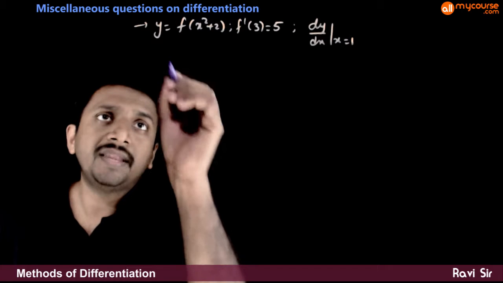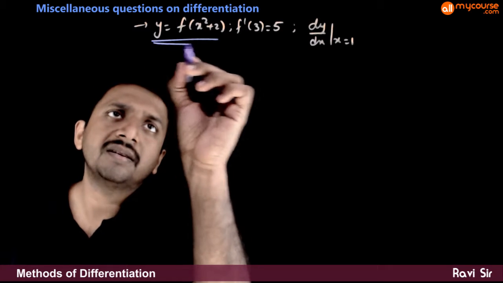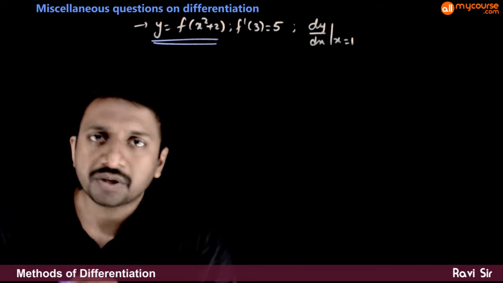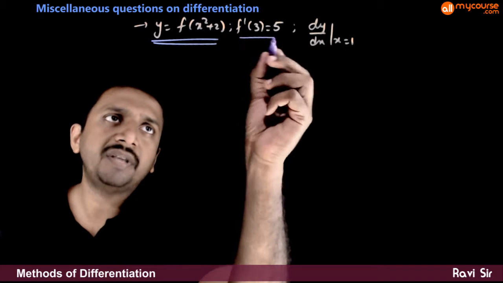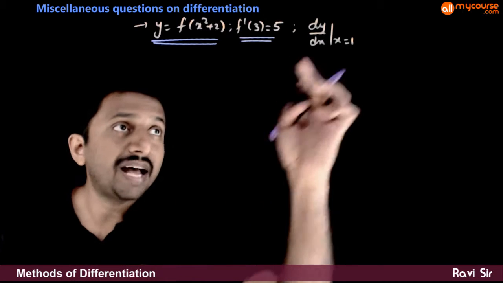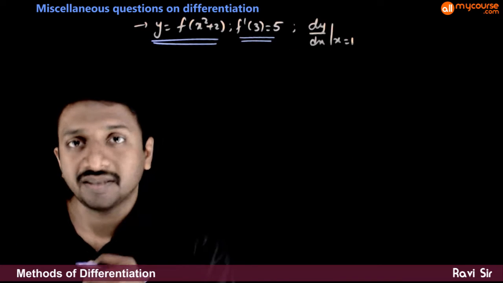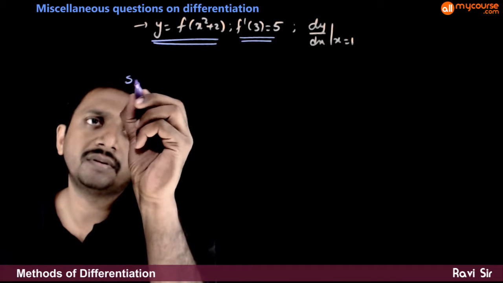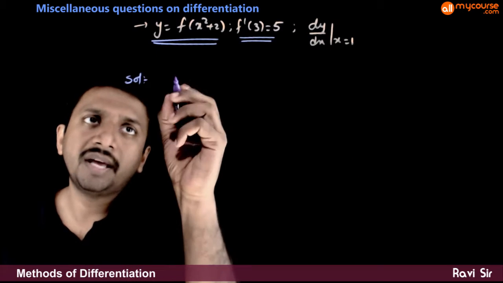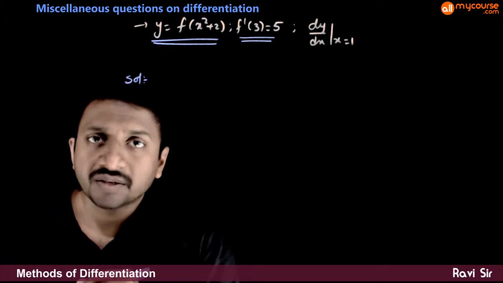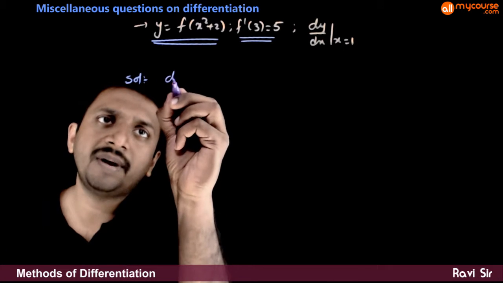In this question, you're given that y is f of (x square plus 2) and f dash of 3 is equal to 5. You're asked to find dy by dx at x is equal to 1. So here y is equal to f of (x square plus 2). So what is dy by dx?